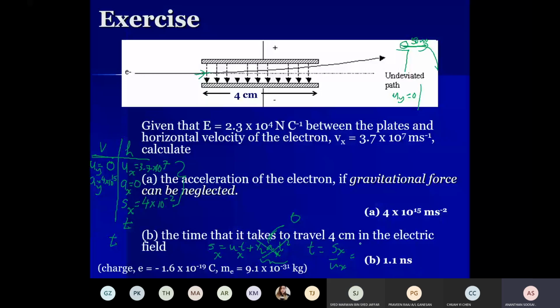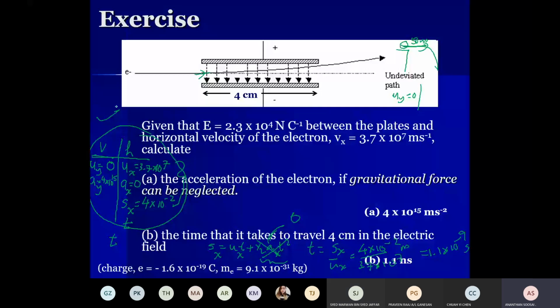So Sx is 4 times 10 power of negative 2 meter, divided by Ux, which is 3.7 times 10 power of 7. That should give you 1.1 times 10 power negative 9 seconds, or nanoseconds. I think so far should be okay. What is important is that those who got this information correctly are on the correct track.